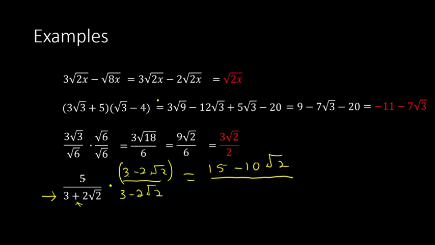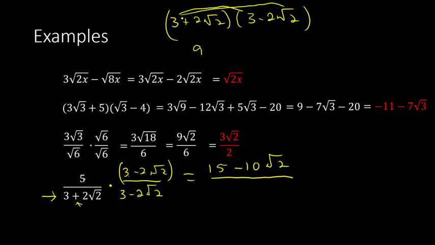And then the bottom, we'll do this up here with a little more room. We have 3 plus 2 times square root of 2 times 3 minus 2 times square root of 2. When you distribute, 3 times 3 is 9. And then 3 times negative 2 square root of 2 is negative 6 square root of 2. And then distribute this 2 square root of 2 to both terms. So 2 square root of 2 times 3 is 6 square root of 2. 2 square root of 2 times negative 2 square root of 2. 2 times negative 2 is negative 4. Square root of 2 times square root of 2 is 2. So we have negative 4 times 2, which is negative 8.